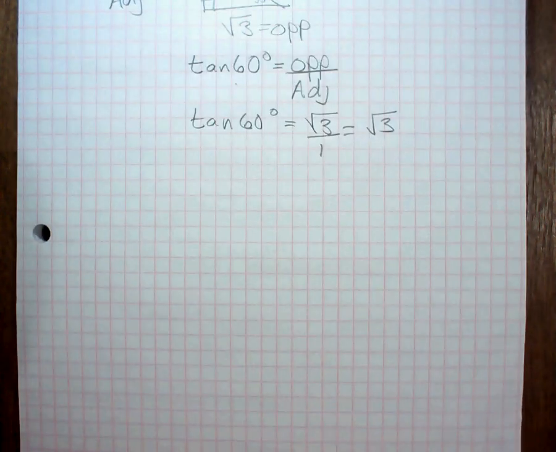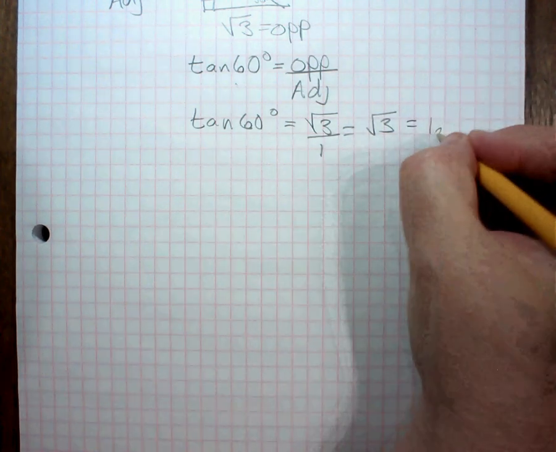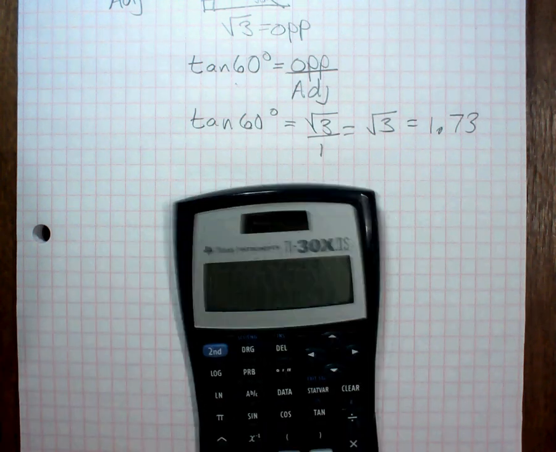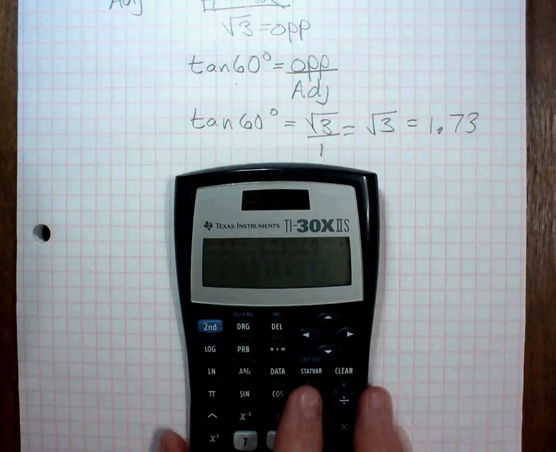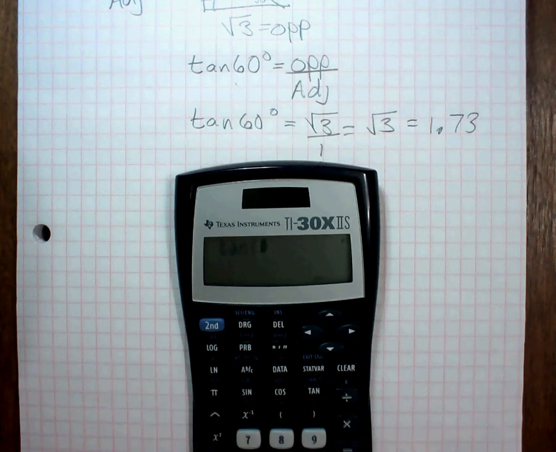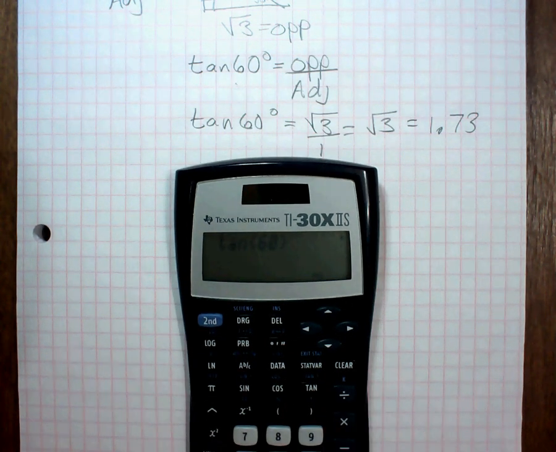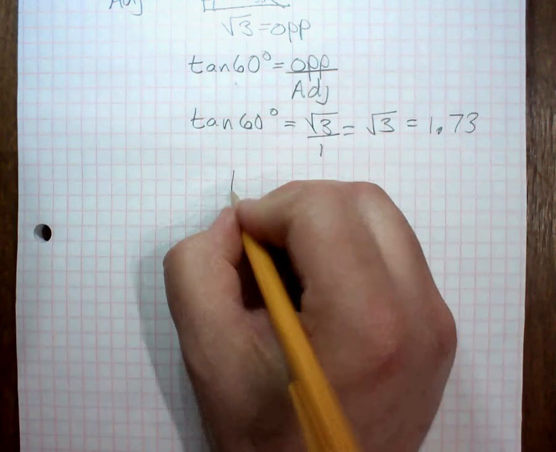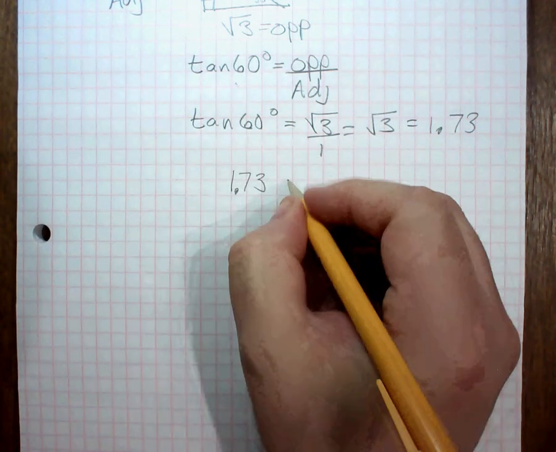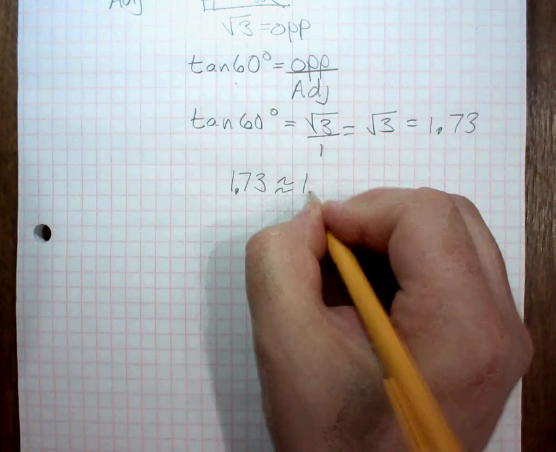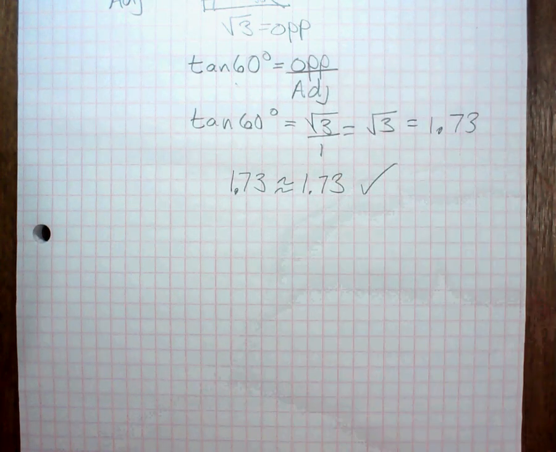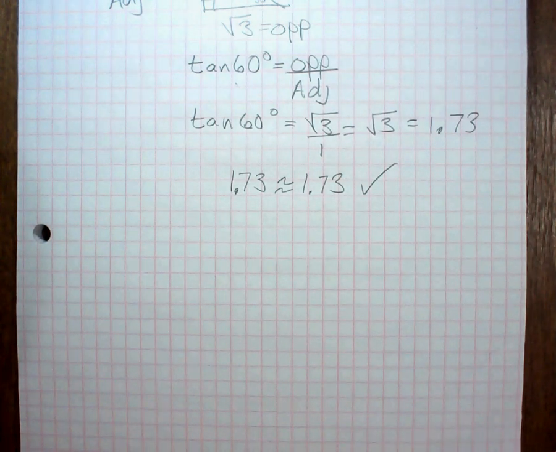I can verify that, by the way, if you're not sure, that should be 1.73. How do I know that? I memorized it. So what I want to do is verify that. I'm going to plug into my calculator the tangent of 60 degrees, and I get 1.732. So, in other words, 1.732 is approximately 1.73. So we verified that. That works out correctly. And that's basically it.